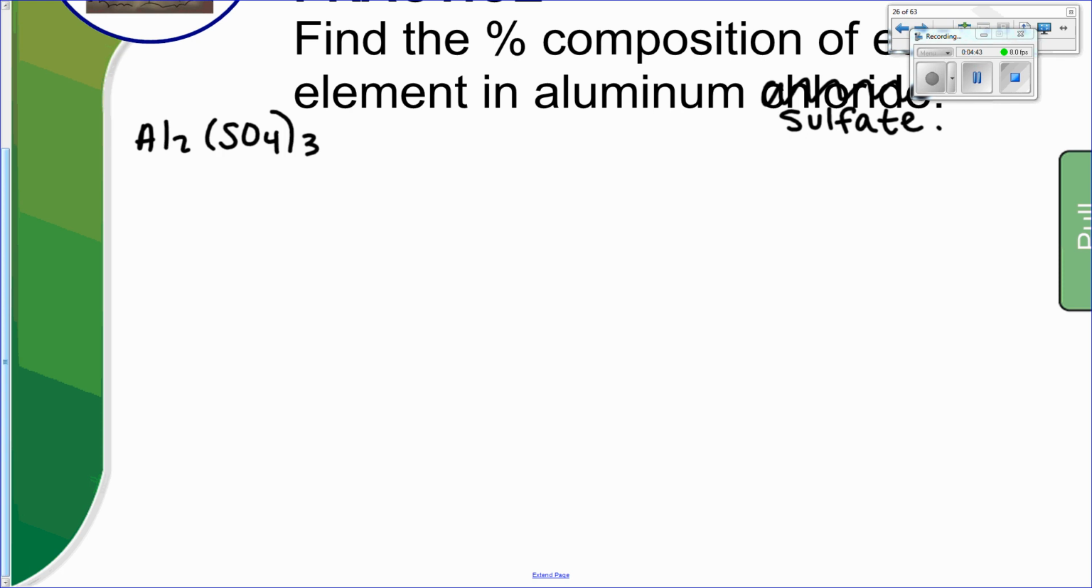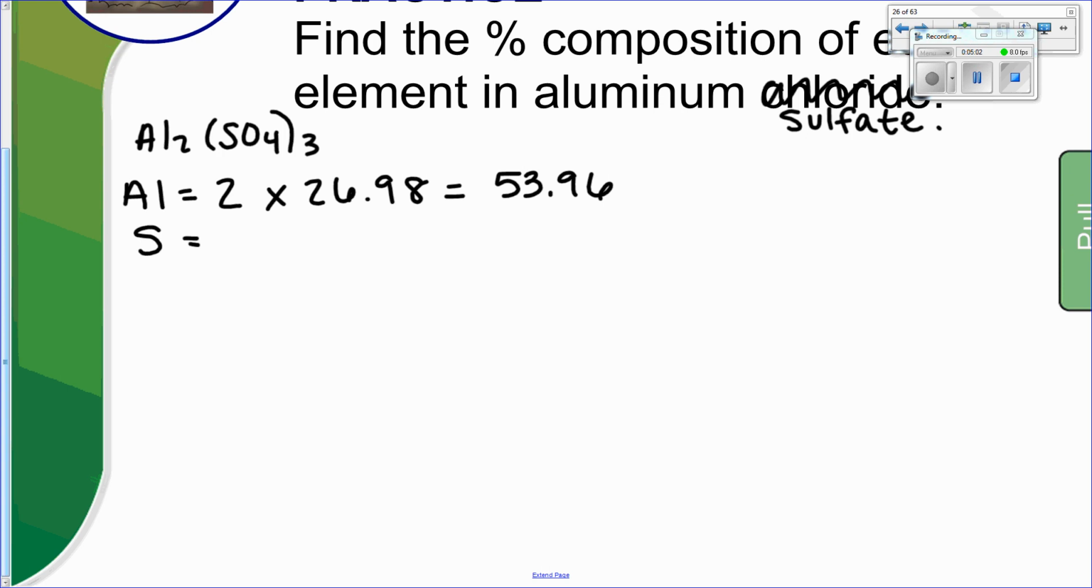Remember, the first step in determining our percent composition is making sure we know the total mass as well as the mass of each of the elements in our compound. So let's start with aluminum. There are 2 aluminums here, and the molar mass of aluminum is 26.98. When we calculate that out, you get 53.96. For sulfur, there's 3 of them. Remember, there's 1 inside the sulfate, but then there's 3 of them, so that distributes 3 times the molar mass of sulfur, which is 32.06. And that works out to 96.18.